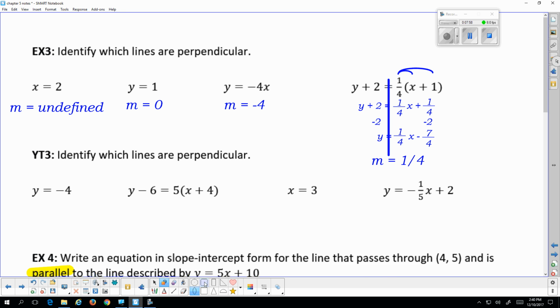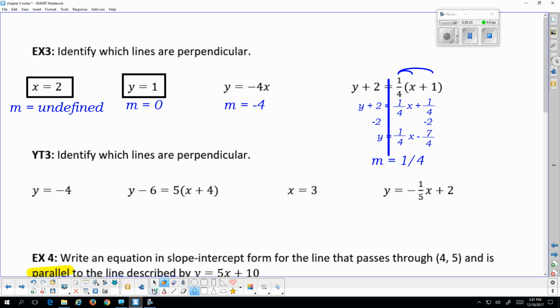So identify which lines are perpendicular. Well, let's start with the first one. That's a vertical line. And remember, vertical lines are perpendicular to horizontal lines. So which horizontal line do you see? The y equals, yes. So these two are going to be perpendicular to each other because x equals 2 is vertical, y equals 1 is horizontal.